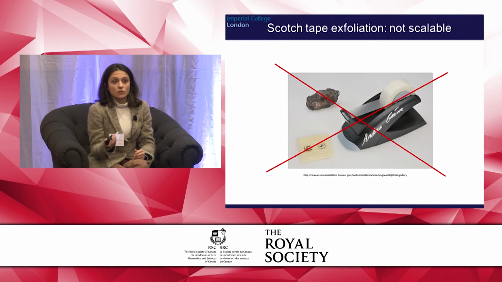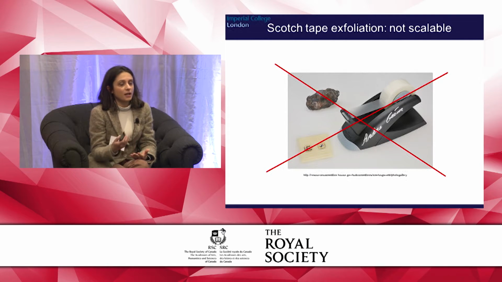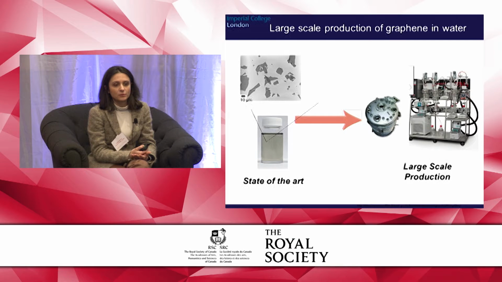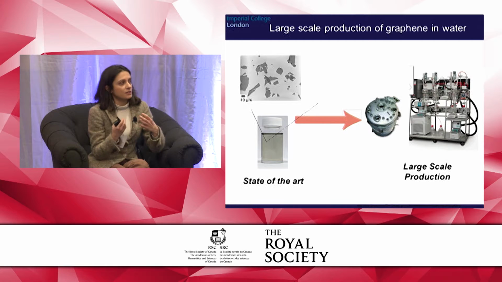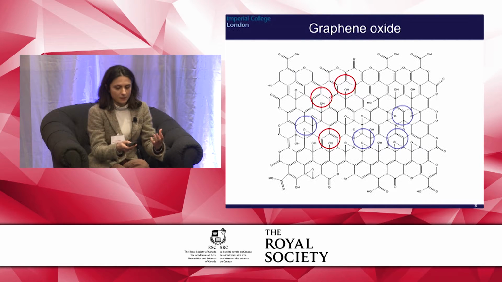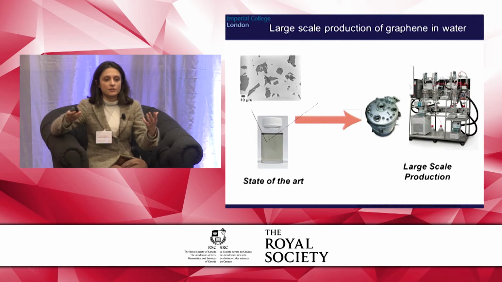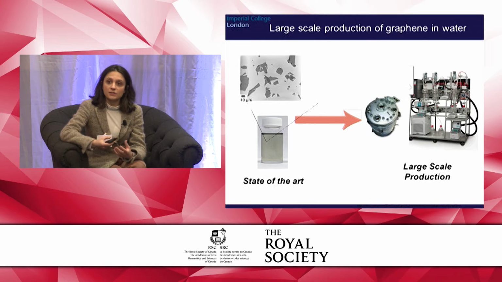And however, the Scotch tape method is not scalable per se to achieve large-scale production of this material and to really use it in devices. So ideally, what we want is to have this material in a suspension. For instance, we want these two-dimensional flakes suspended in water. And from this suspension, we can manipulate these 2D materials in many different ways.